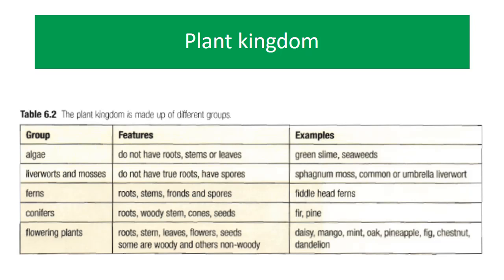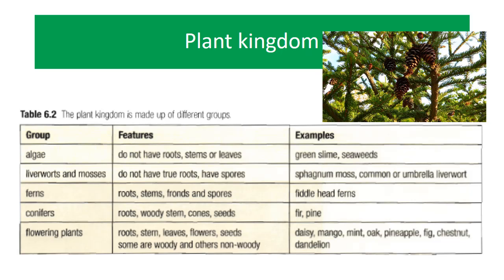And the next one is conifers. They also have true roots. They have a woody stem. Woody stem means they are already a well developed plant type, and they have cones and seeds. Seeds, you know, by seeds they start to grow. You can even see the example, pine.